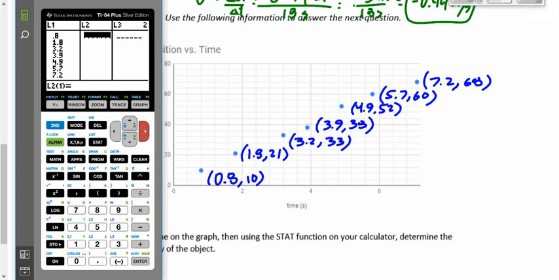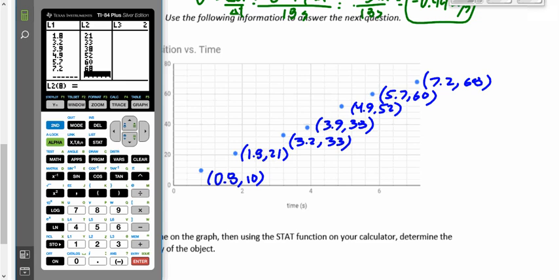Now let's enter my y coordinates. Make sure that the y coordinates go with the x coordinates, so make sure that they match up. 10, 21, 33, 38, is that? Yeah, 38, 52, 60, and the last one is 68. Okay, there you go. There's my data table, my x column and my y column.